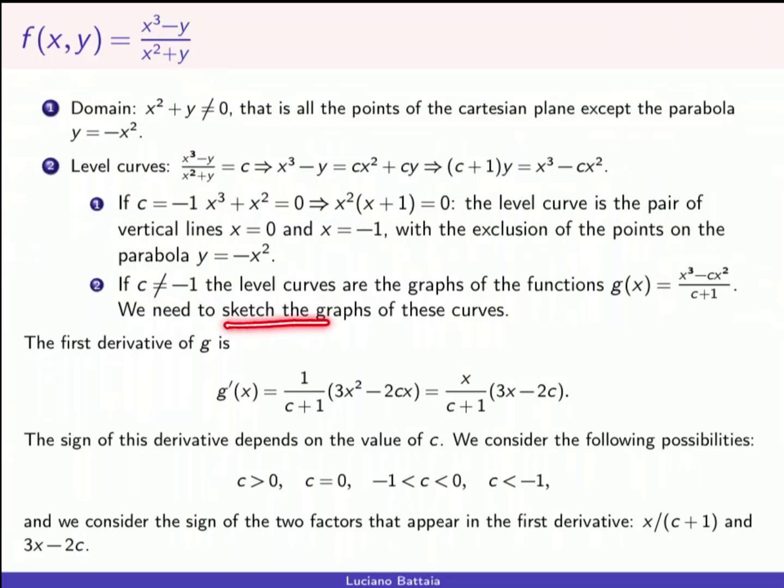We need to sketch the graphs of these curves in order to have a clear idea of the characteristics of these curves. We compute the derivative, that is very simple, and the sign of this derivative depends on c plus 1 and on c. The sign depends on the value of c. We consider these cases: c greater than 0, c equals 0, c between minus 1 and 0, c less than minus 1. We have excluded c equals minus 1 because in that case we already know that the level curve is a pair of vertical lines.